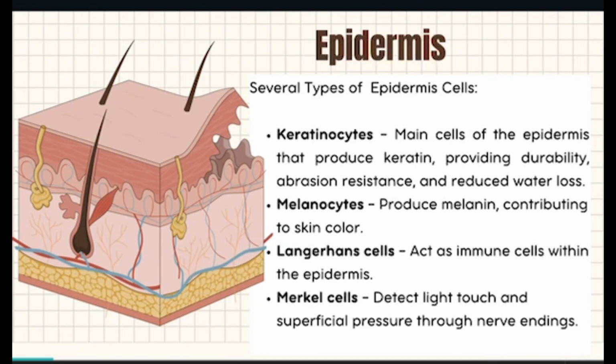Another one is Langerhans cells. Langerhans cells help against germs that enter through our skin. For example, if bacteria get inside your wound, these cells help protect you from infection. And the last one is Merkel cells. Merkel cells help us feel light touch. For example, when a feather touches your skin, Merkel cells help you feel it.